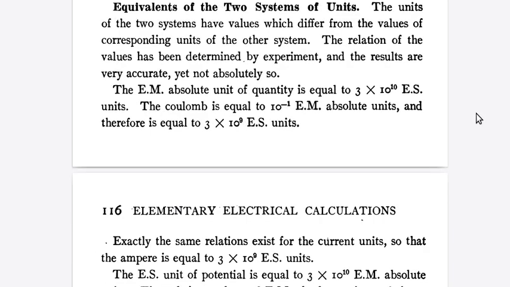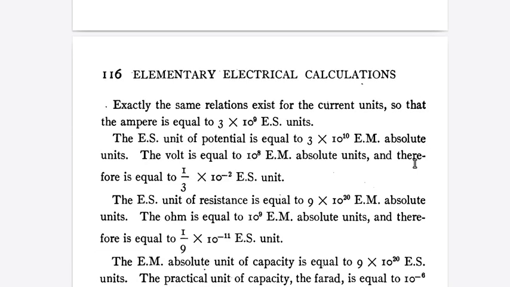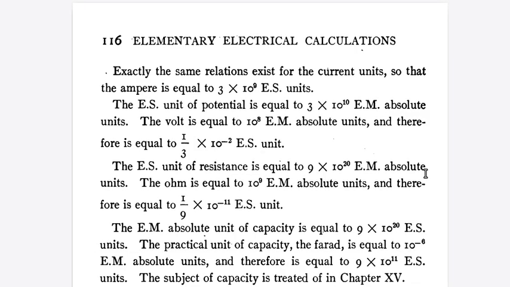The coulomb is equal to 10 to the negative 1 EM absolute units, and therefore is equal to 3 times 10 to the 9th ES units. Exactly the same relations exist for the current units, so that the ampere is equal to 3 times 10 to the 9th ES units. The ES unit of potential is equal to 3 times 10 to the 10th EM absolute units. The volt is equal to 10 to the 8th EM absolute units, and therefore is equal to 1/3 times 10 to the negative 2nd ES unit.